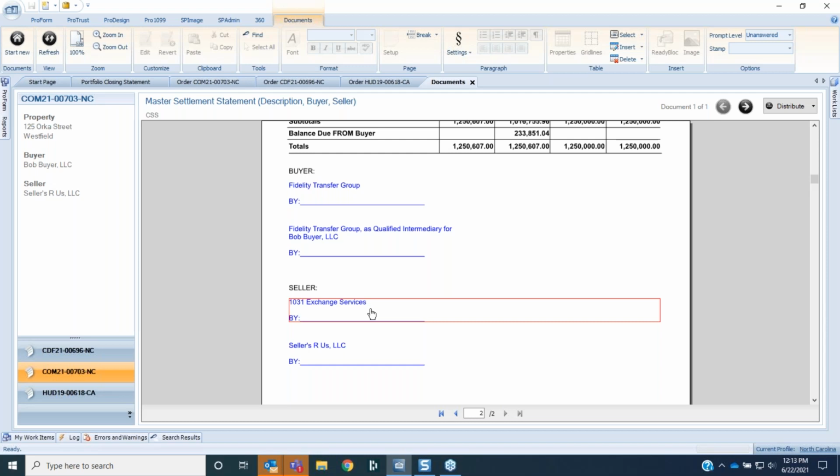So that's basically how we set a QI up. It's very simple. It's only a few additional steps from what you would normally do for a CD or a HUD. Does anybody have any questions with regard to either this commercial settlement statement or QI setup within SoftPro Select?